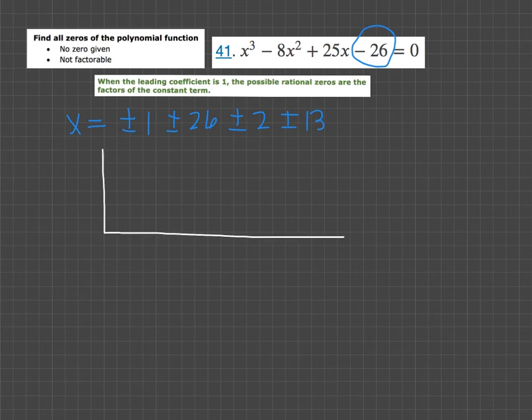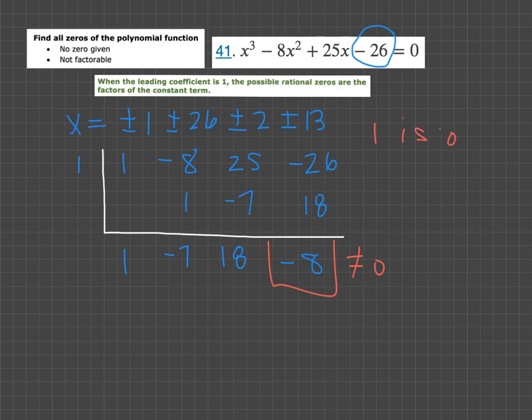So we need to test out which ones are actual zeros. Let's list out the coefficients, 1, negative 8, 25, and negative 26. And let's choose one of those values to start off with. Let's try 1. Bring down the 1, multiply, add down, multiply, add down, multiply, and when we add down, we get negative 8, which is not equal to 0. So our remainder not equaling 0 means that 1 is not a 0 of the polynomial.